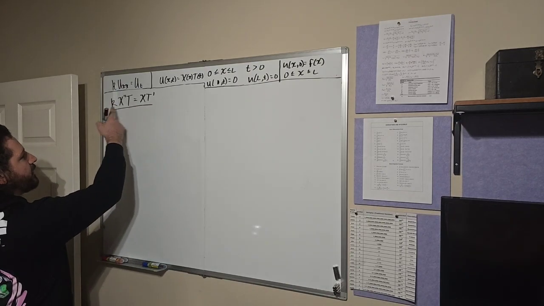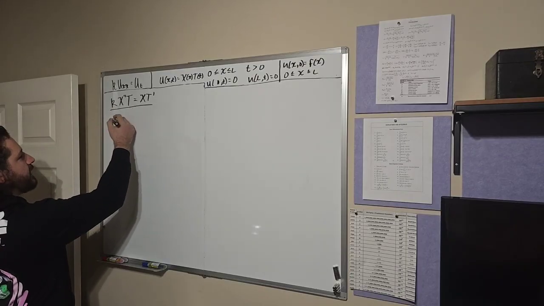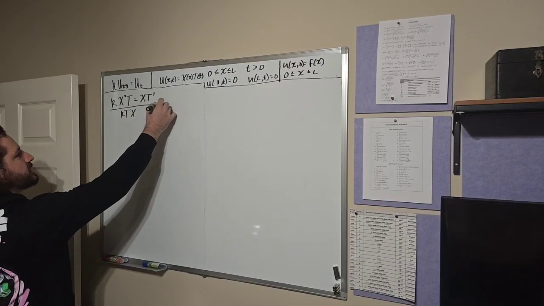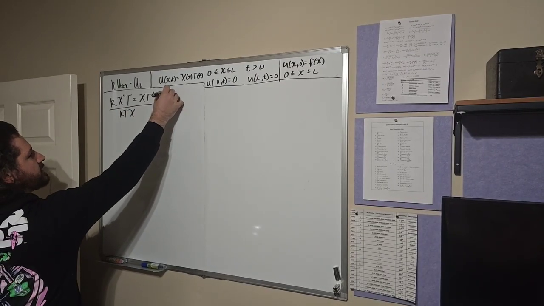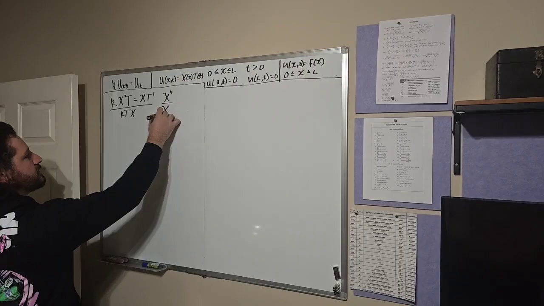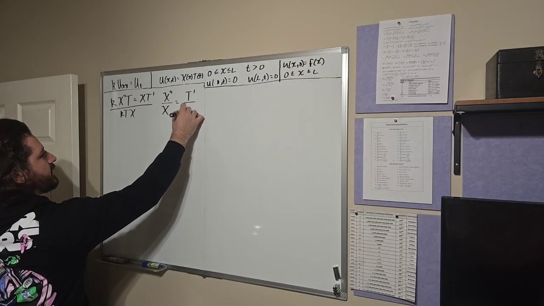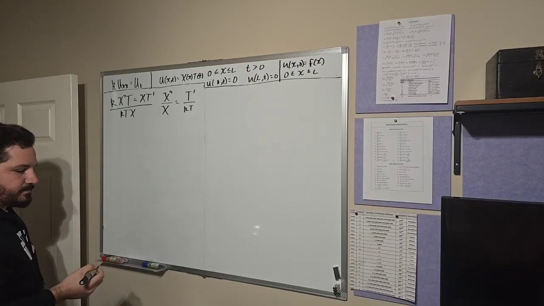Now, to do separation of variables on this, this one's pretty straightforward, so we're just going to divide everything out by all of our constant terms, so our k, our T, and our capital X. So we have k, capital T, capital X, which is going to turn into capital X double prime over X, and that equals capital T single prime over k capital T.